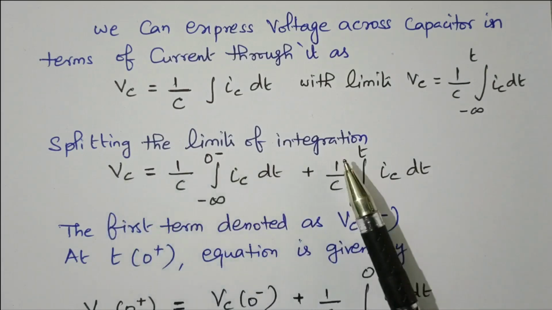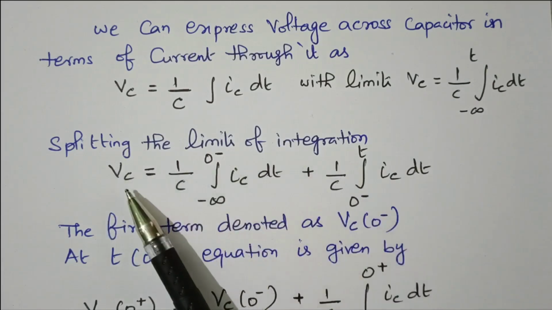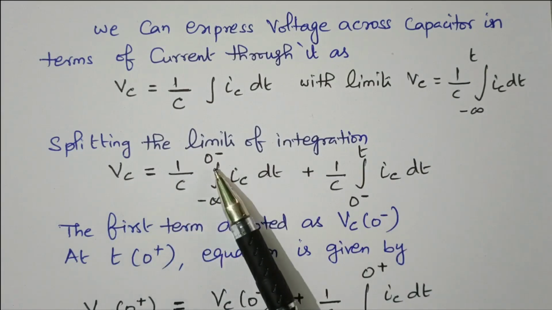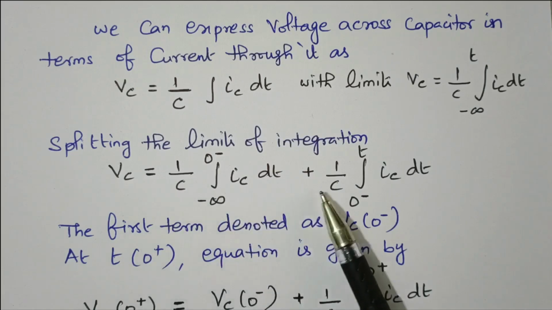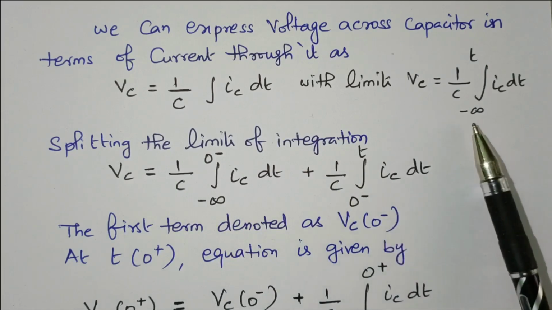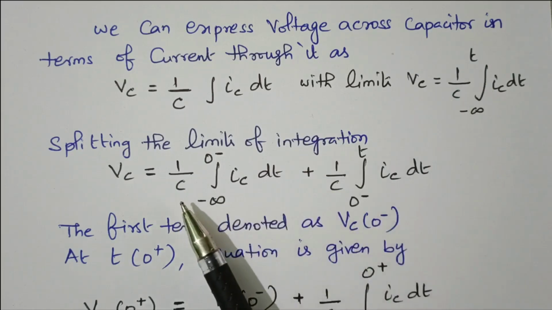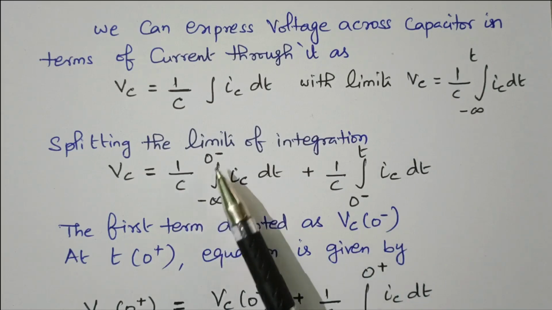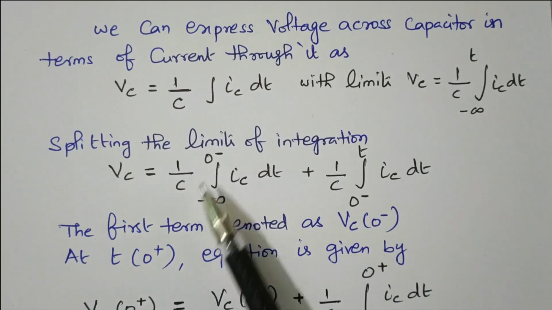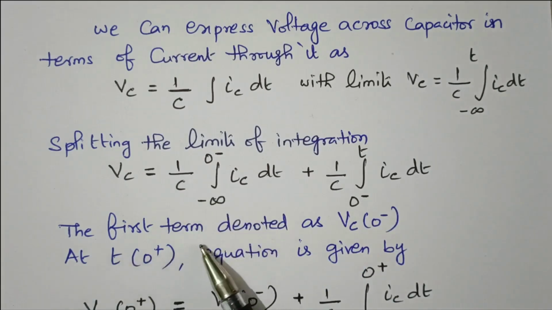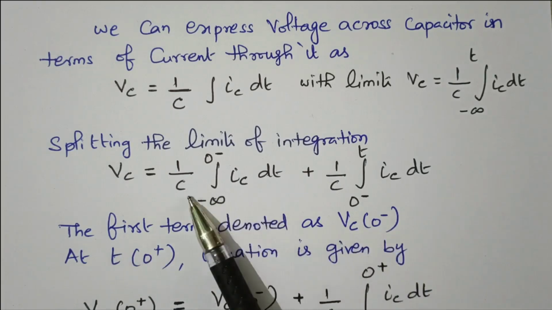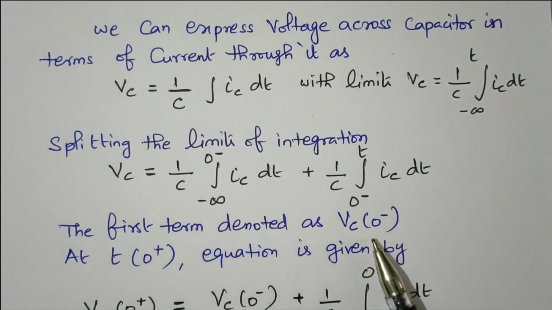Splitting the limit of integration, we can split it: VC equal to 1 divided by C integral from minus infinity to 0 minus of IC dt, plus 1 by C integral from 0 minus to T of IC dt. Right, so minus infinity to T is split into minus infinity to 0 minus and 0 minus to T. Now we'll see what the minus infinity to 0 minus term is. The first term is denoted as VC 0 minus, that is, the voltage before switching.